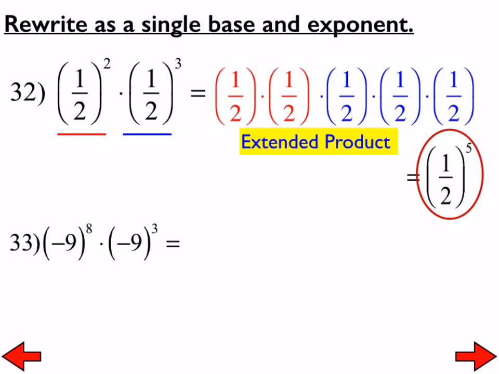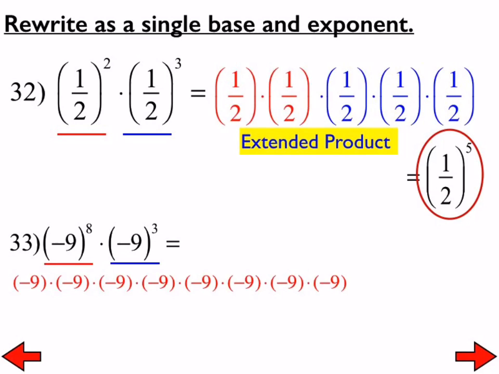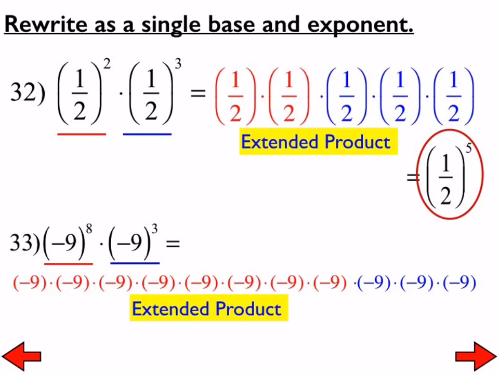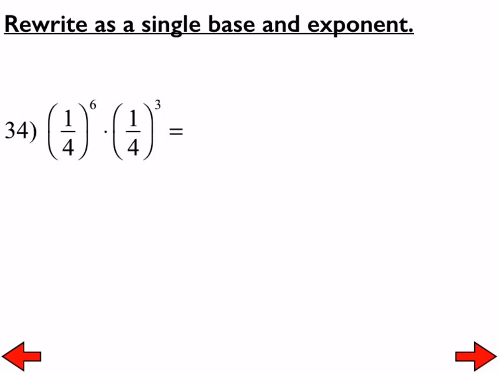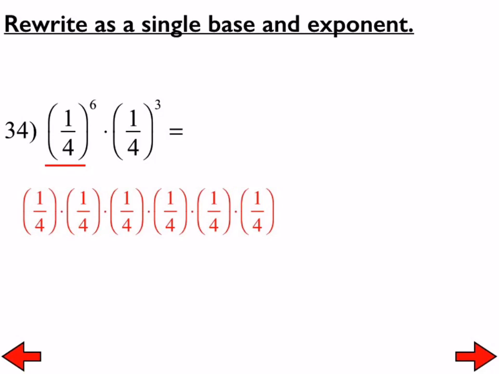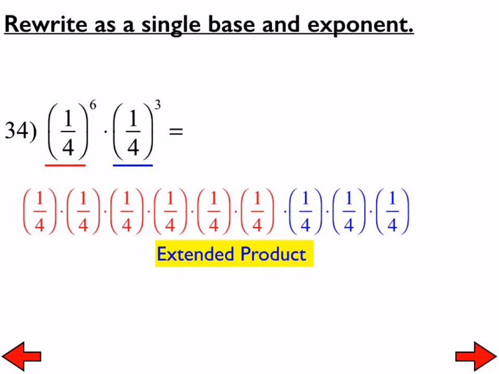And then number 33, this would be negative 9 in parentheses to the 11th power. We have 11 of the negative 9s. And then number 34, another one with a fractional base. That should be 1/4 in parentheses to the 9th power. All right, we are finished for today.